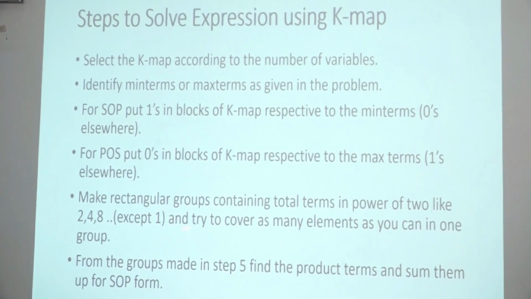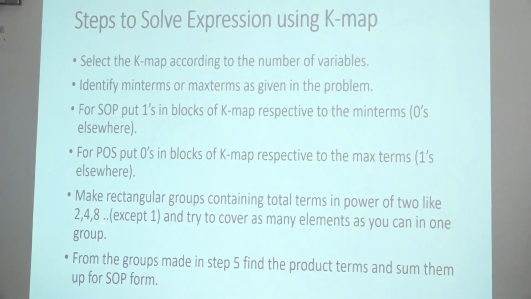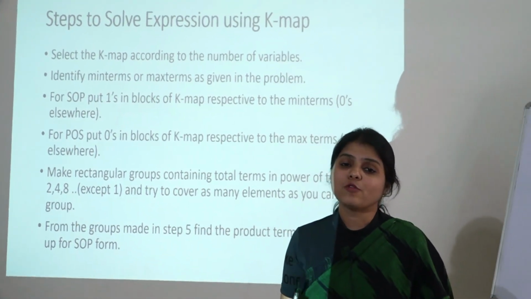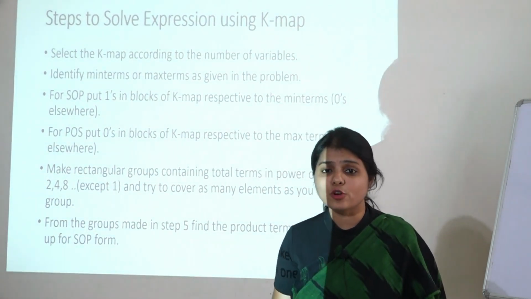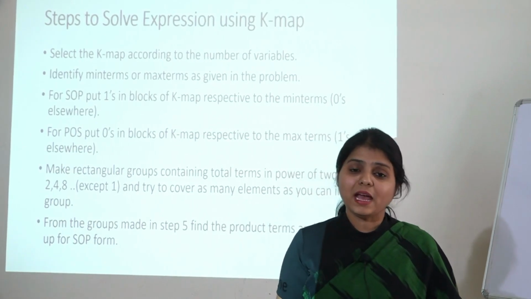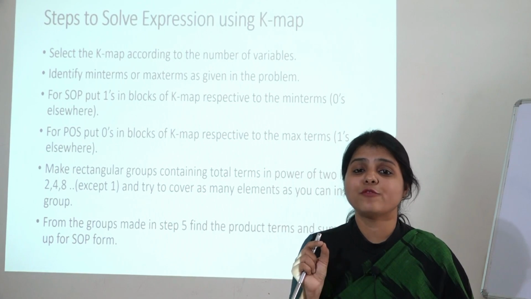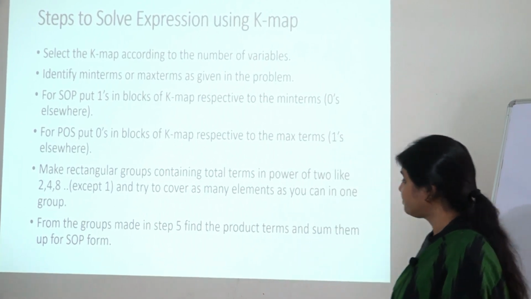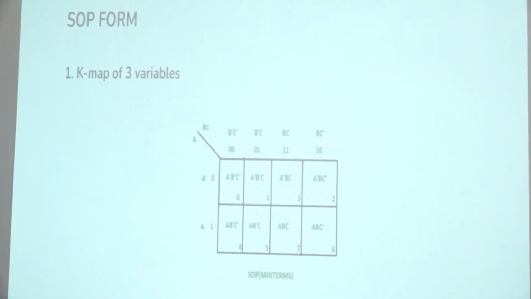So groups containing powers of 2, that is groups of 2, 4, 8 and 16. Now once the grouping is done, we will generate an expression for each group. I have already told you how we group them. There are some rules and regulations that we have to follow when we do grouping, and then how we generate a boolean expression, a boolean function, for each and every grouping that we do. Okay. So let's quickly look into the 3 variable K-map first.